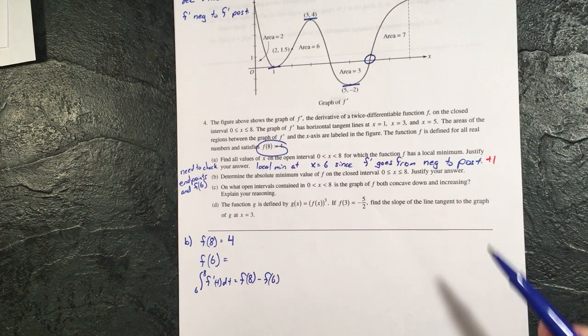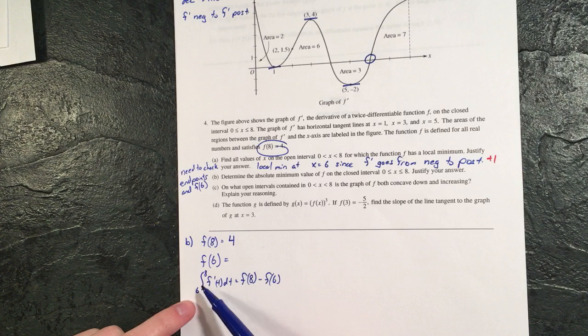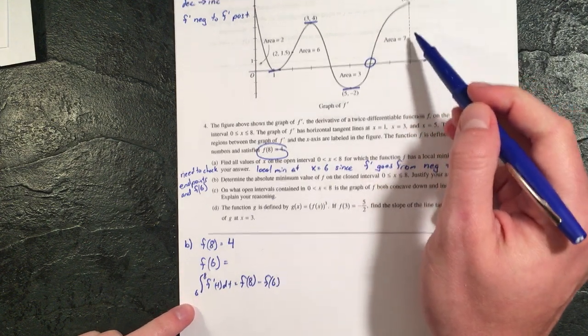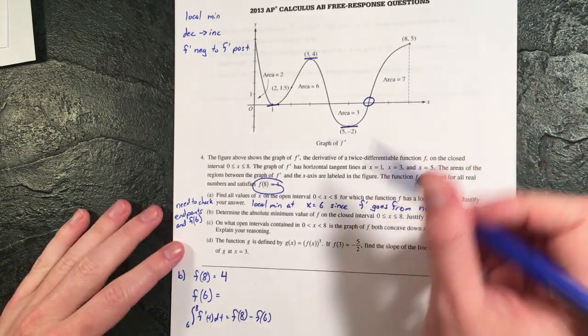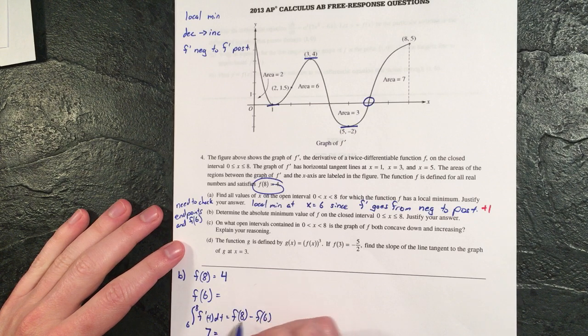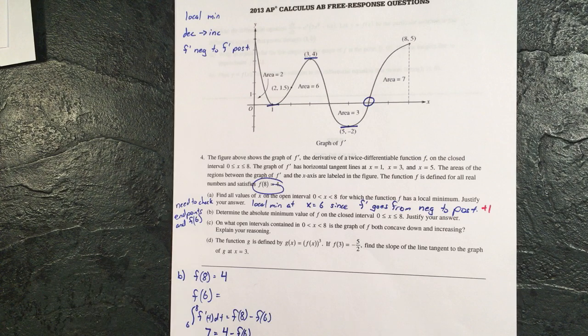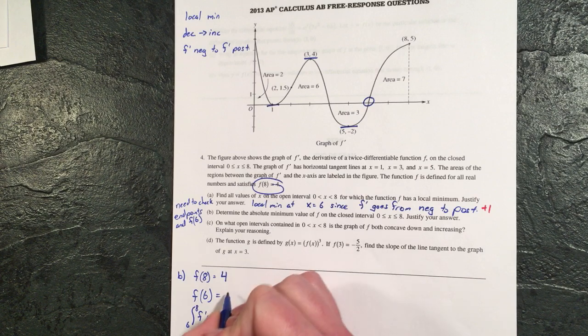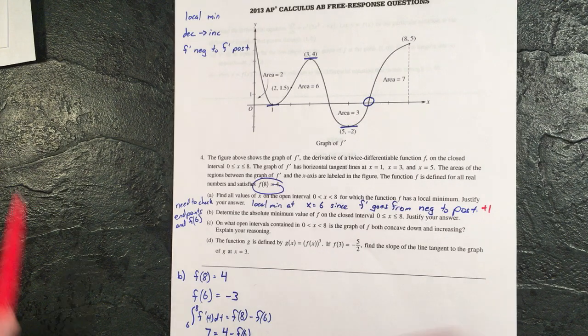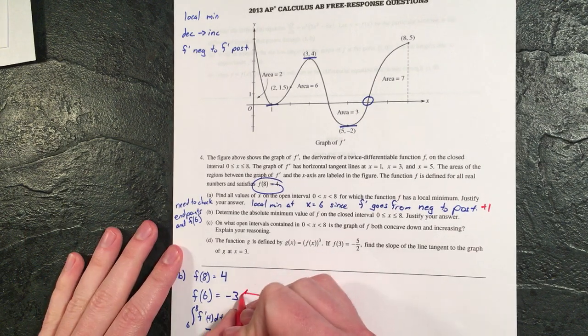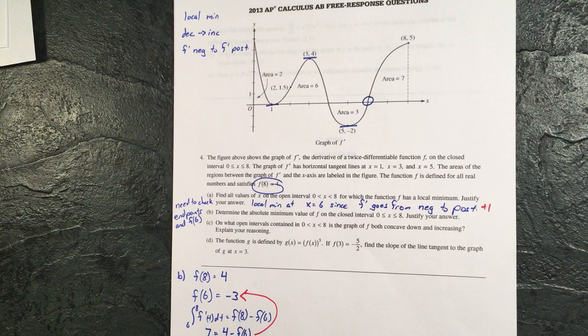You may be like, well, how's that help me? Well, from 6 to 8, how much area is there? It tells us nice and neatly that there's 7 area. We know f of 8 is 4. So f of 6 now is going to become, what's that we subtract? F of 6 is -3 here. All right, so I'm just putting that up here. Okay, we now also need to check 0.